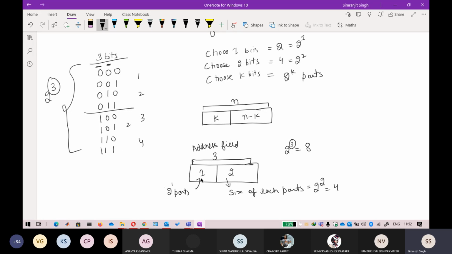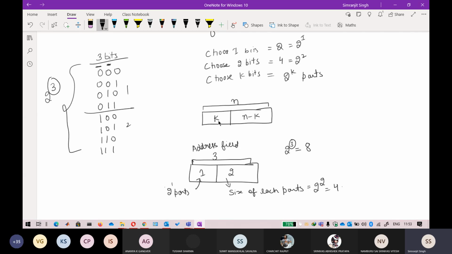Now I'm telling you that every part contains 2 raised to power 2 combinations, that is 4 combinations. Understand this particular is the first part. This first part contains 4 combinations and the second part contains 4 combinations. This is how it works.